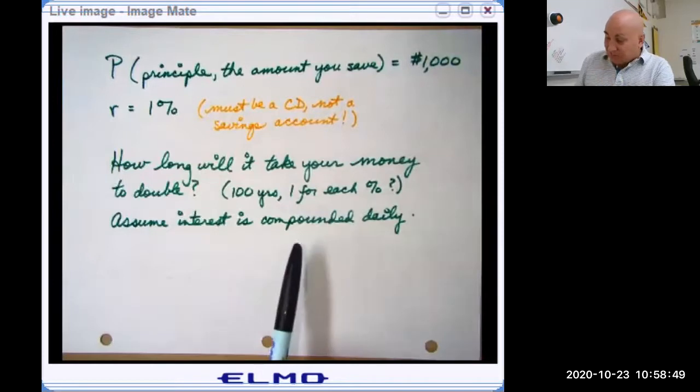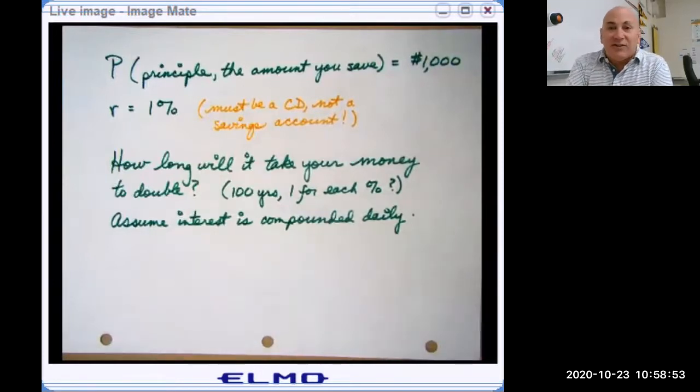So assuming that interest is compounded daily, how long will it take for your money to double? You might say, well, I'm getting 1% a year, so it should take about 100 years to add 100% to it. But keep in mind that you're going to be getting interest on your interest each day. So it should take less than 100 years. Let's figure it out.